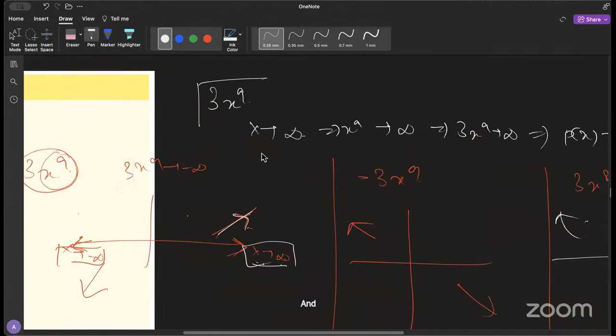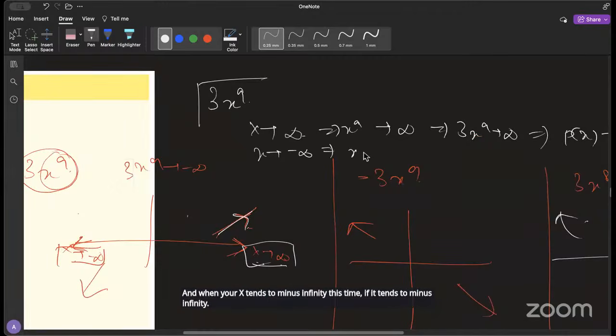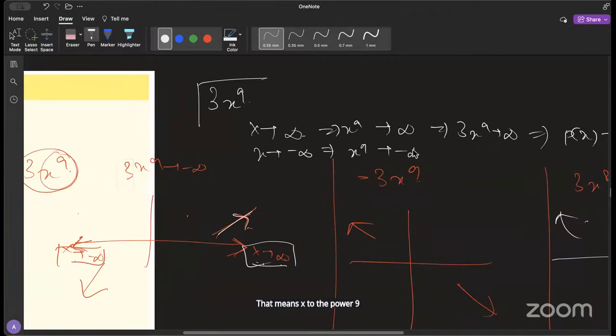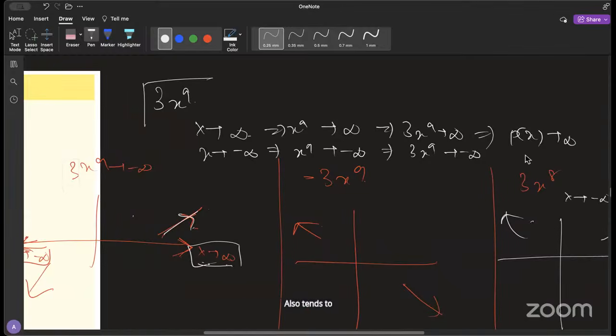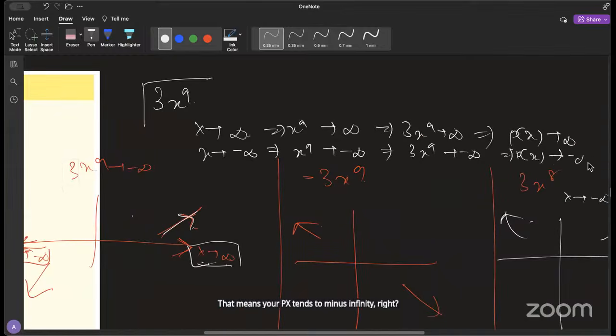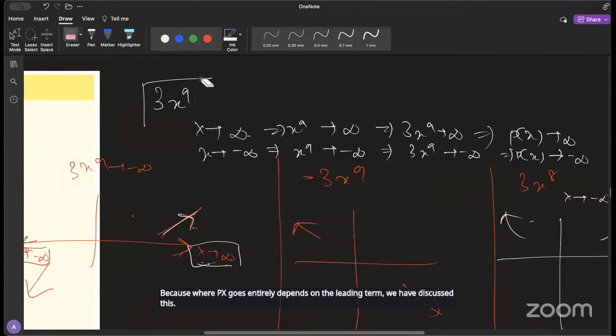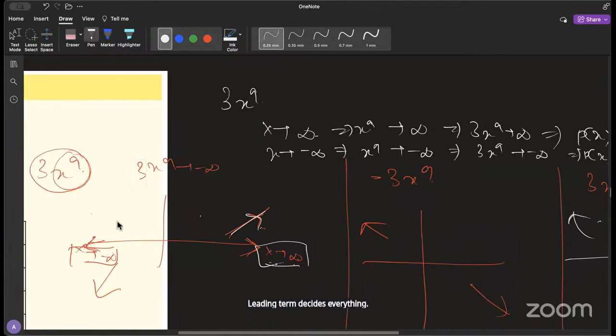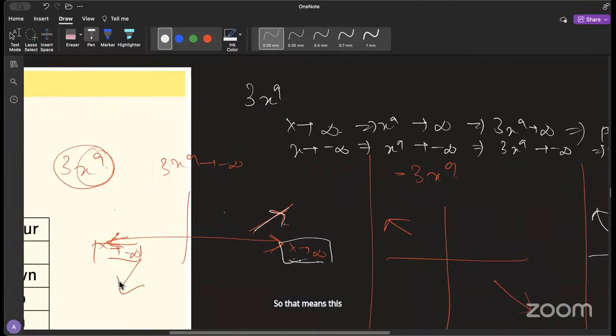And when your x tends to minus infinity this time, that means x to the power 9 also tends to minus infinity. And 3x to the power 9 also tends to minus infinity. That means your p(x) tends to minus infinity, right? Because where p(x) goes entirely depends on the leading term. We have discussed this. Leading term decides everything. So this will go to minus infinity when x tends to minus infinity.